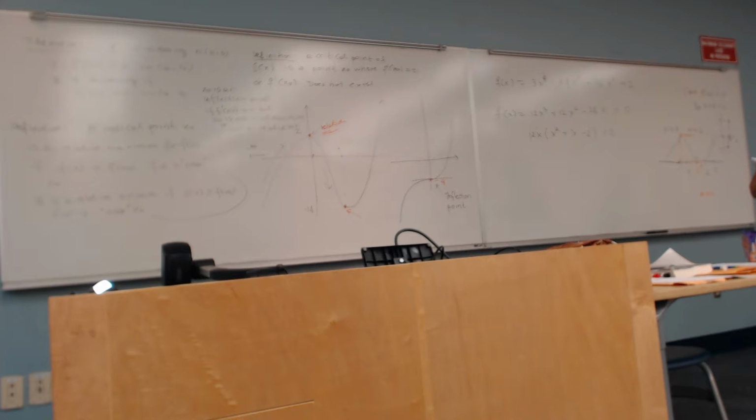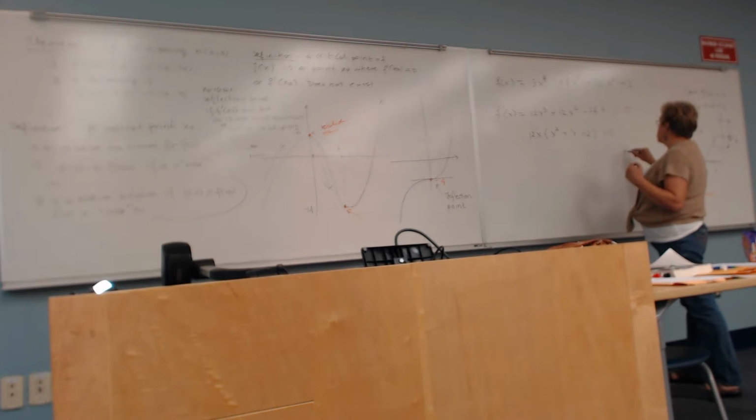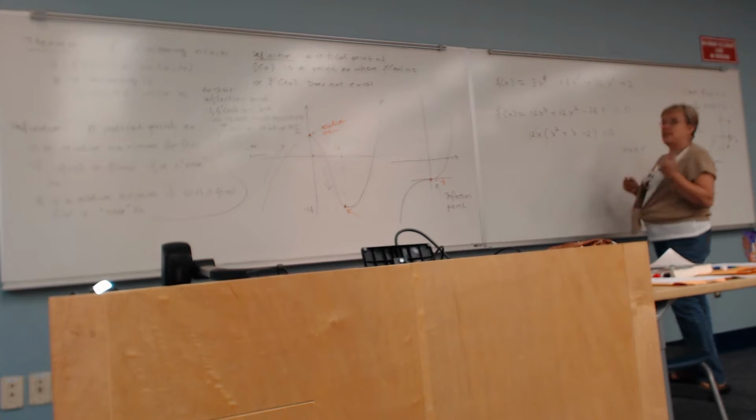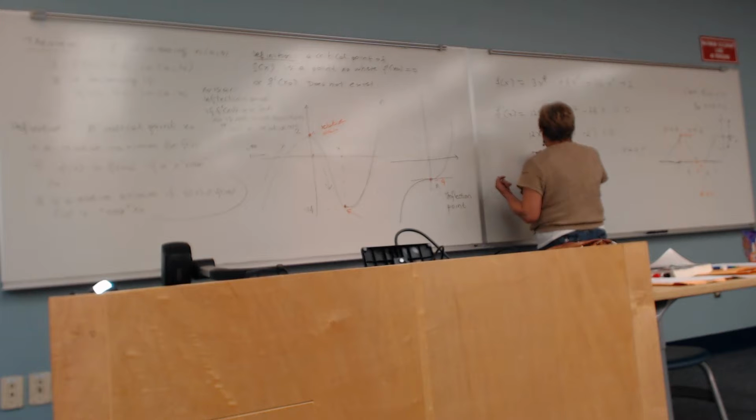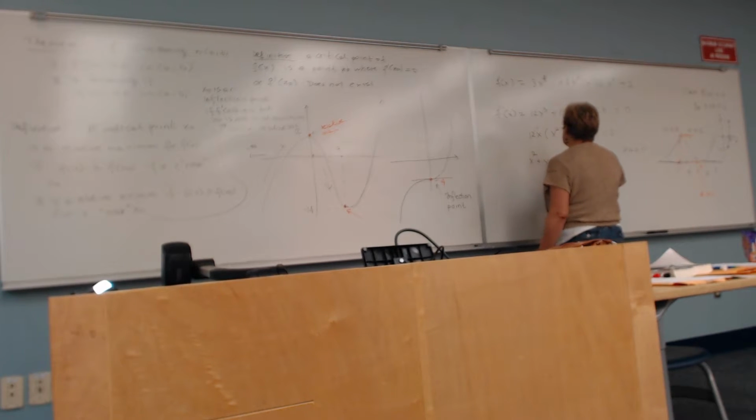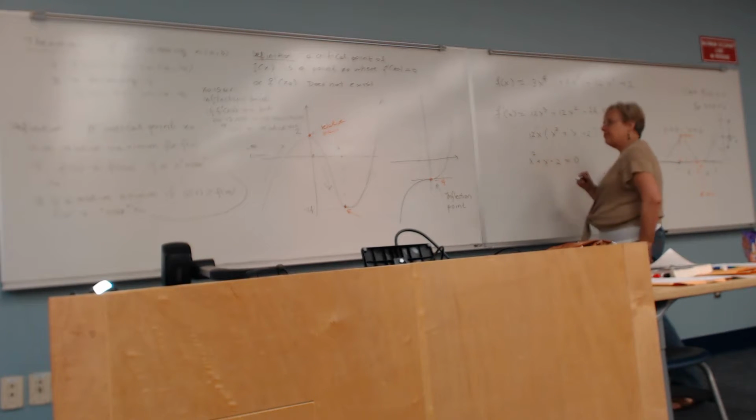If you have a term with an x that comes out, doesn't that mean that x equals 0 is a point? Absolutely, x equals 0 is a point. You cannot dispose of x, because x not only can be 0, but can be positive or negative. So x equal to 0 is definitely a critical point. But then we have to solve the equation x squared plus x minus 2 equals 0, right?